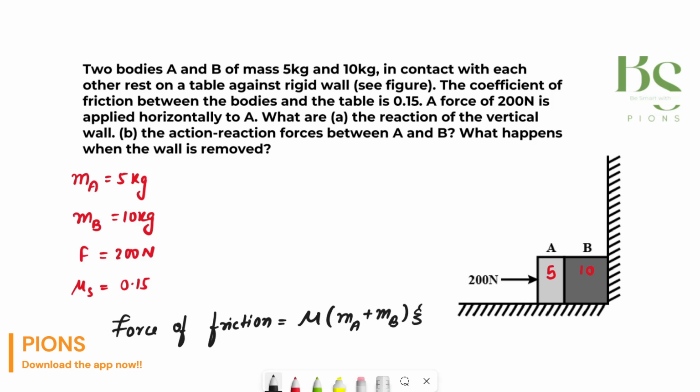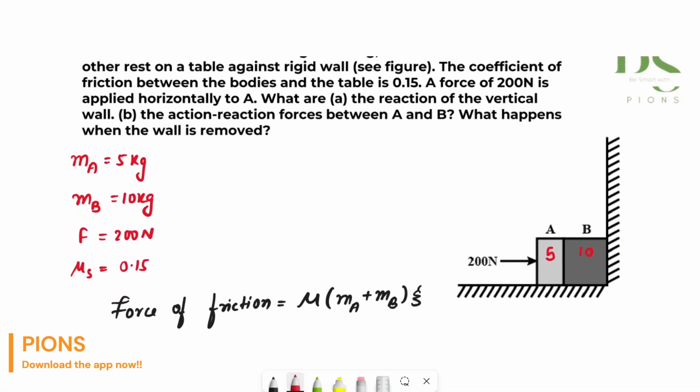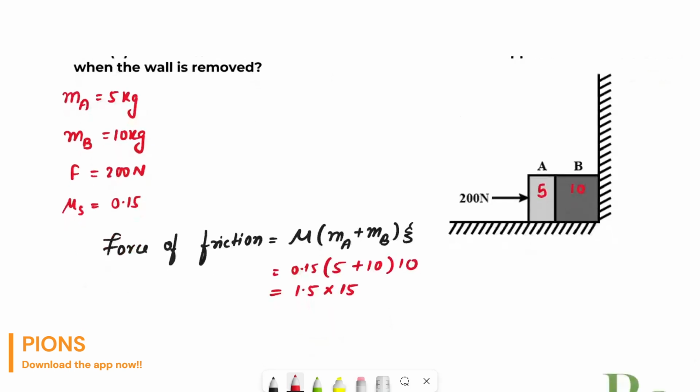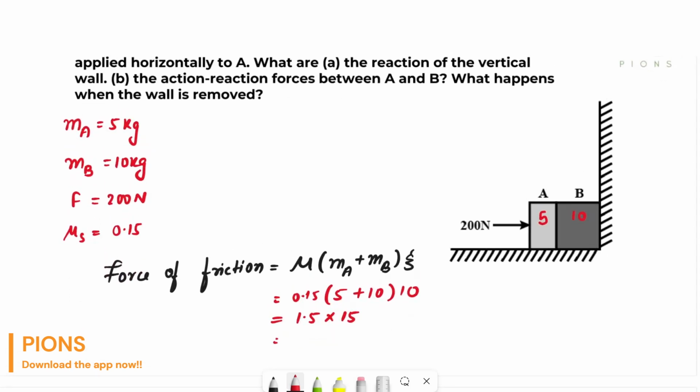So let's substitute the value of mu, which is 0.15. The mass is 5 plus 10, into g. Let's assume g as 10. 10 into 0.15 will be 1.5, into 15, which is 22.5 Newton.